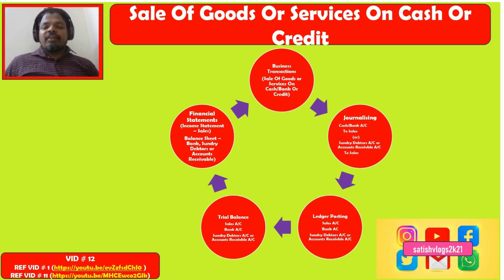Now let's move to the second phase of an accounting cycle. The second phase is the journalizing phase. What is this journalizing phase all about? For whatever the business transaction, how the journal entries would get created, all these details I would be explaining.